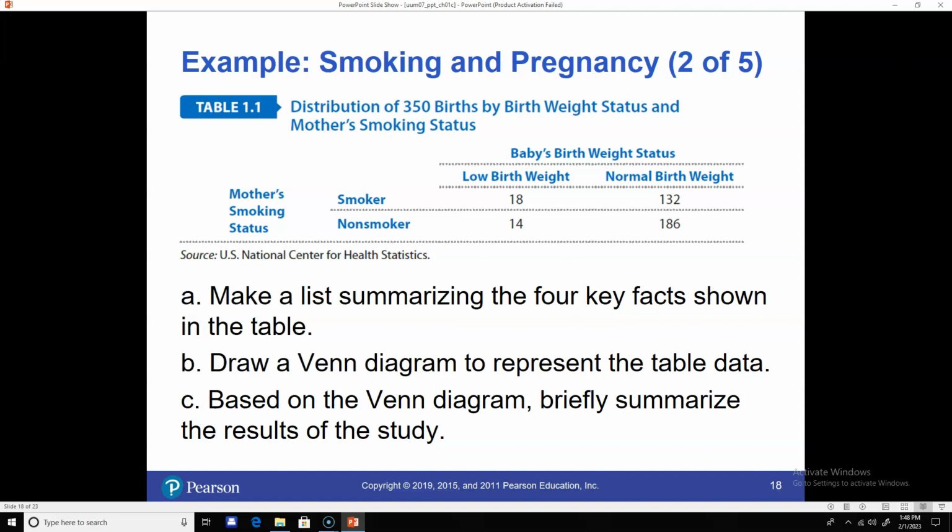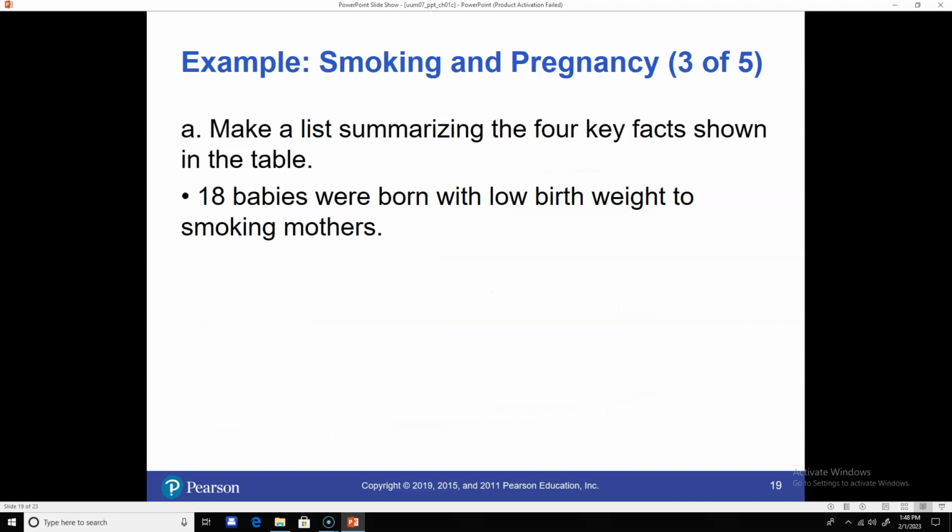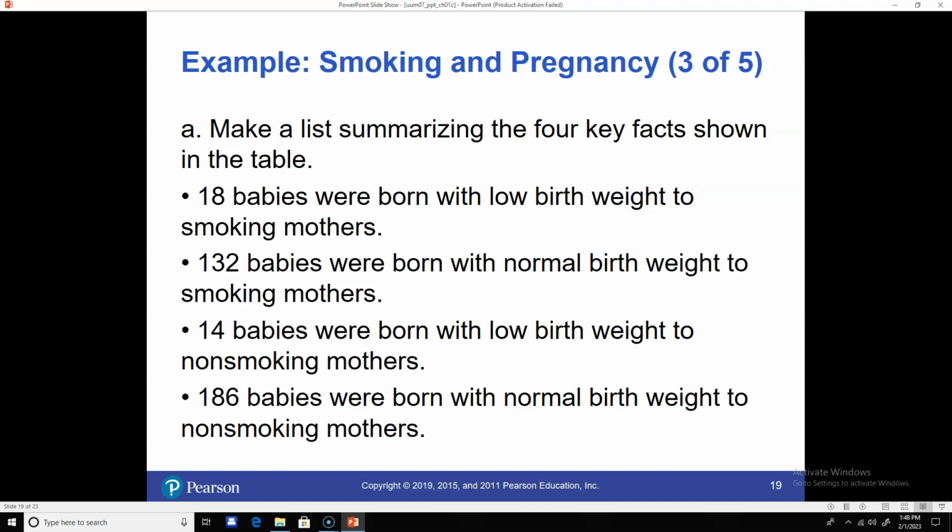So that's essentially the list we're going to construct in part A, and then drawing a Venn diagram here, we're going to have different things in different intersections, right? We're going to have four bubbles. We're going to have the smoker bubble, the non-smoker bubble, the low birth weight, and the normal birth weight. And then we can kind of talk about the results there. So we did the first part, the 18 low birth weight smoking mother, 132 normal birth weight smoking mother, 14 low birth weight with a non-smoking mother, and 186 normal birth weight with a non-smoking mother.